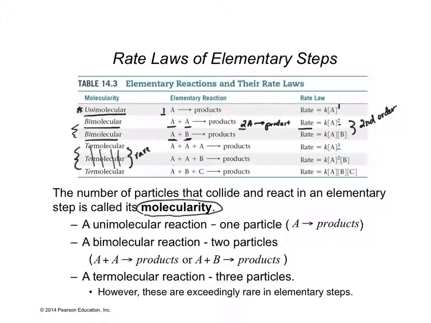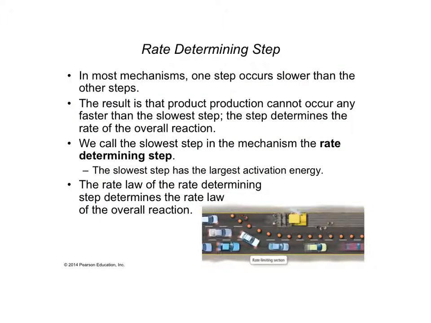Okay, so vocab, molecularity, moving on to the most important part, okay? So again, these mechanisms are proposed roadmaps for what is happening in our chemical reaction, okay? A scientist will go in, they'll propose a mechanism, and then they will try to verify that mechanism. So how do they do that, okay?